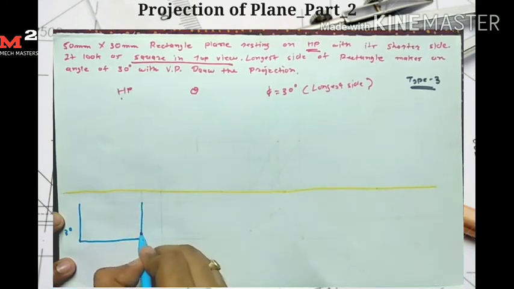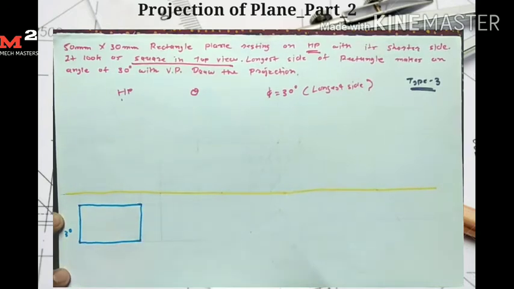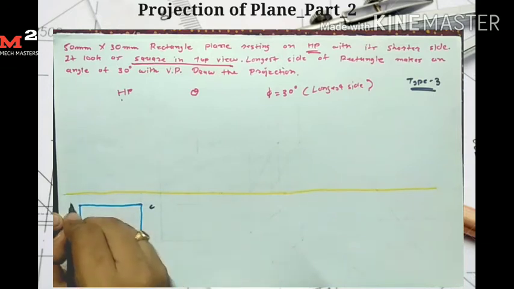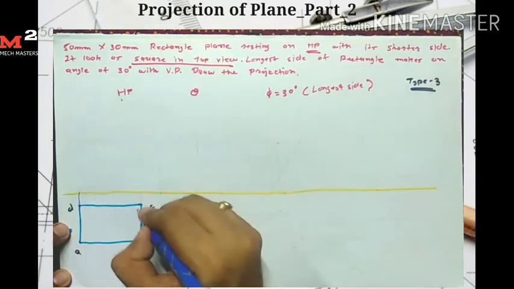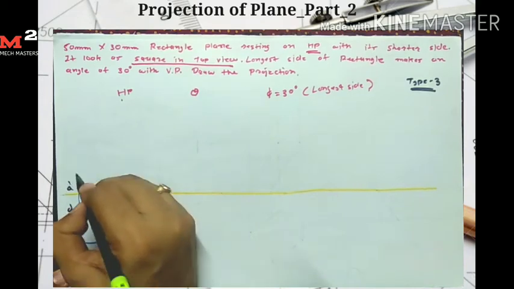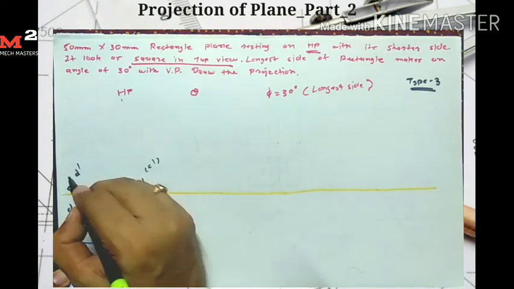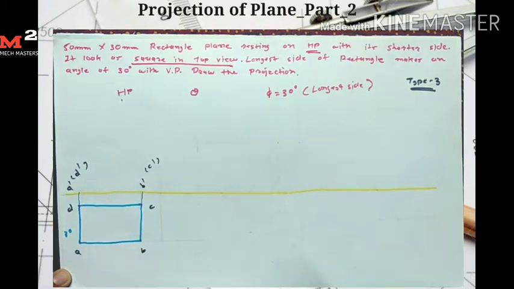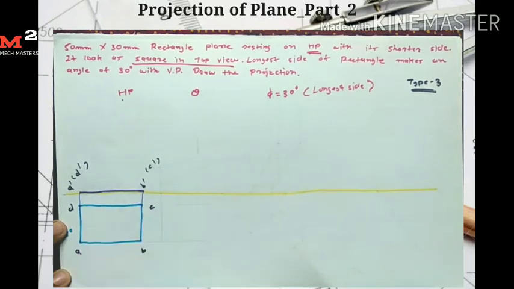First I draw the rectangle in the horizontal plane and give the names A, B, C, D. So this is the top view. Now for drawing the front view, I simply take the projection. Here I get my points A dash, D dash, B dash, C dash. C dash and D dash are hidden points. So here I get my front view for stage 1.